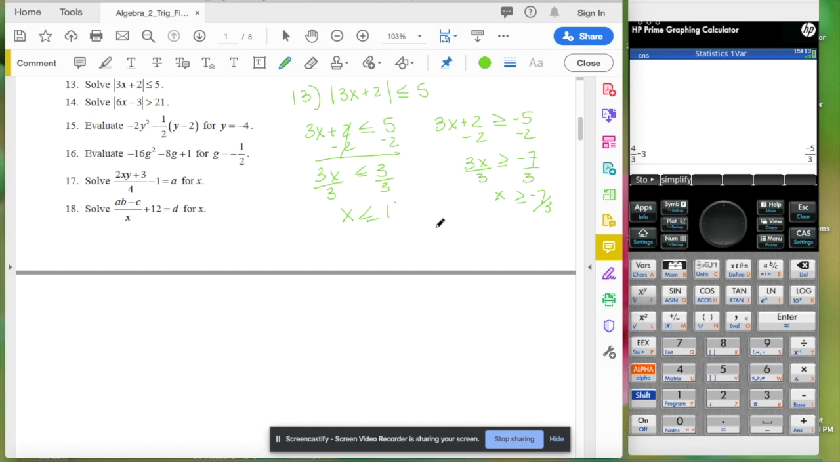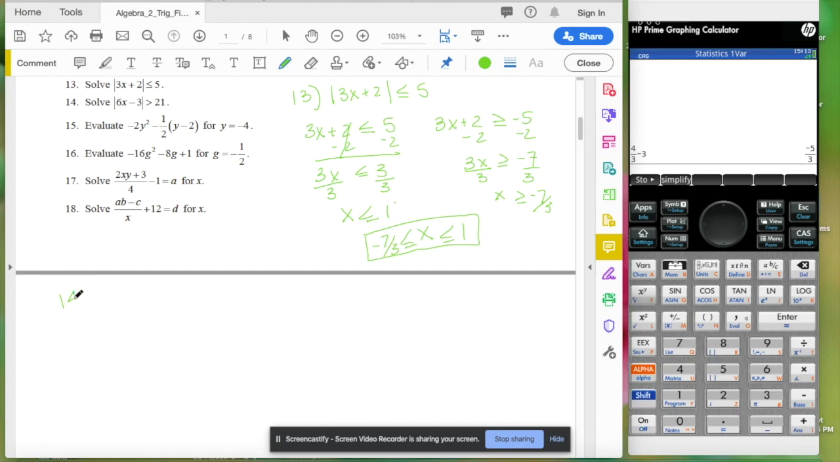So we can write this as our final answer. Put our x in the center. We have x is greater than or equal to negative 7/3, but it is less than or equal to 1. All right, now 14.